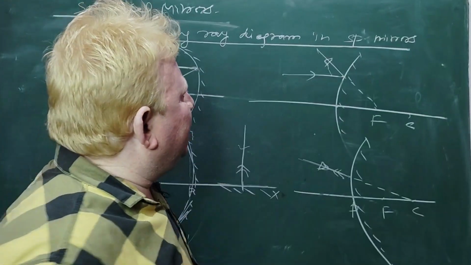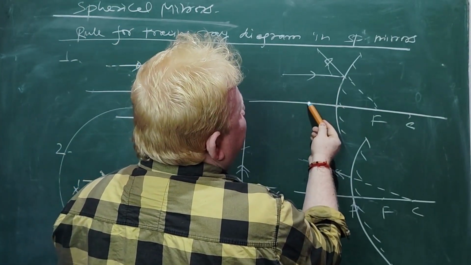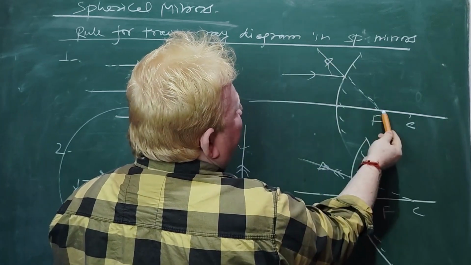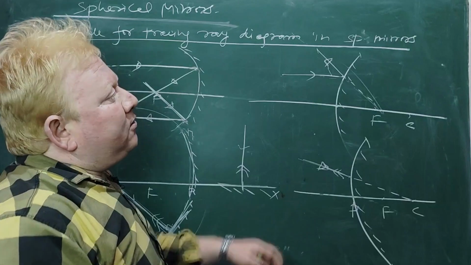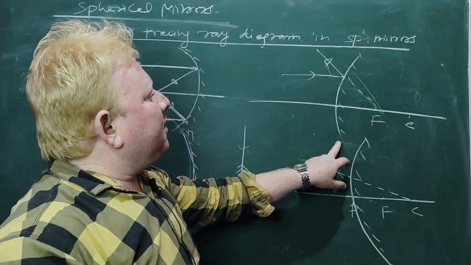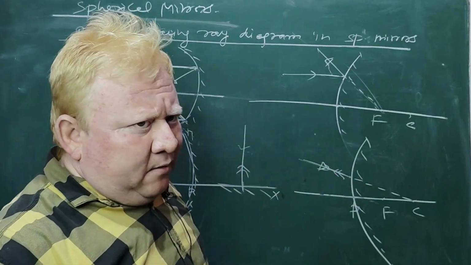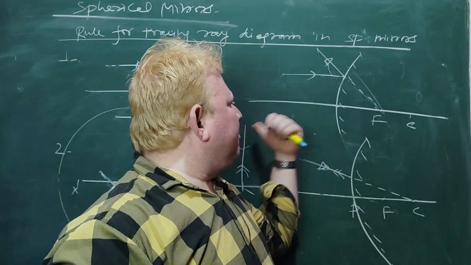Same way here also, one light ray was coming parallel to the principal axis. After reflection, you can see it passing along the focus only. So here also, any ray that is coming from the focus, after reflection is assumed to go parallel to the principal axis.